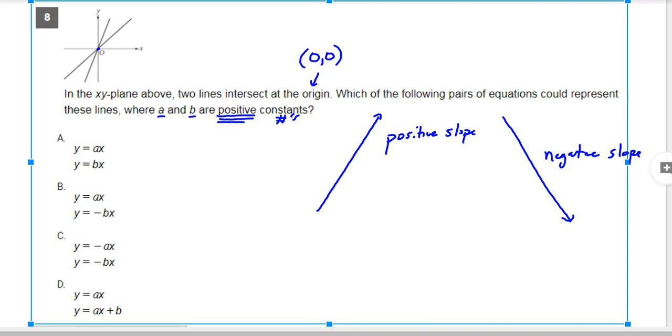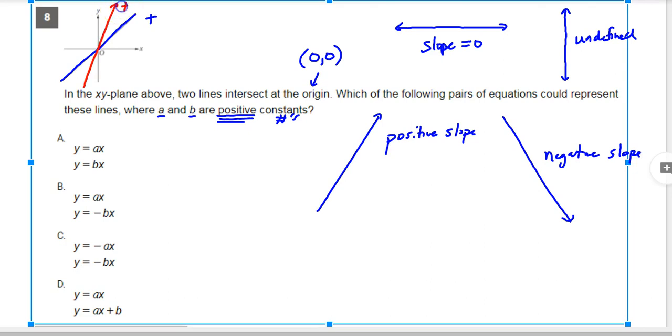And then there's two other ones. The two kind of freak cases are if you are just going flat or horizontal, you have a slope that equals 0. And if you're a vertical line, you have a slope that is undefined. So looking at these two lines, this blue line is increasing from left to right, so it has a positive slope. This line is also increasing. It's even steeper going up from left to right, so it has a positive slope.